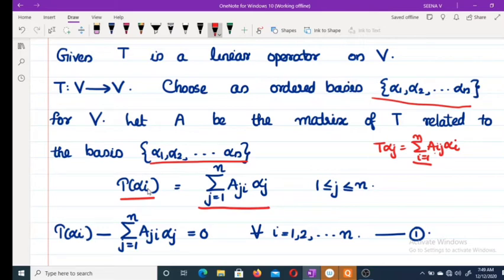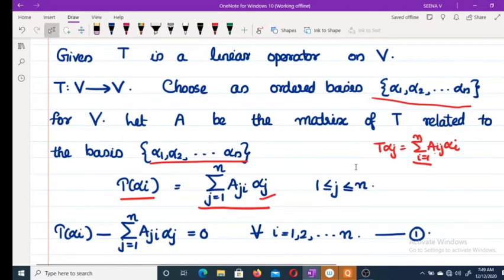Here summation j varies from 1 to n, so a_ji alpha_i. Here, as it is j, this is alpha_j. So T alpha_i is equal to sigma j equal to 1 to n a_ji alpha_j, where j varies from 1 to n.